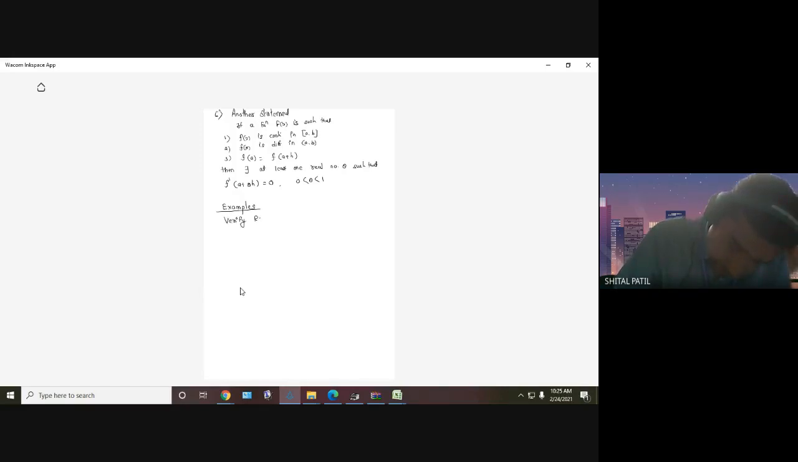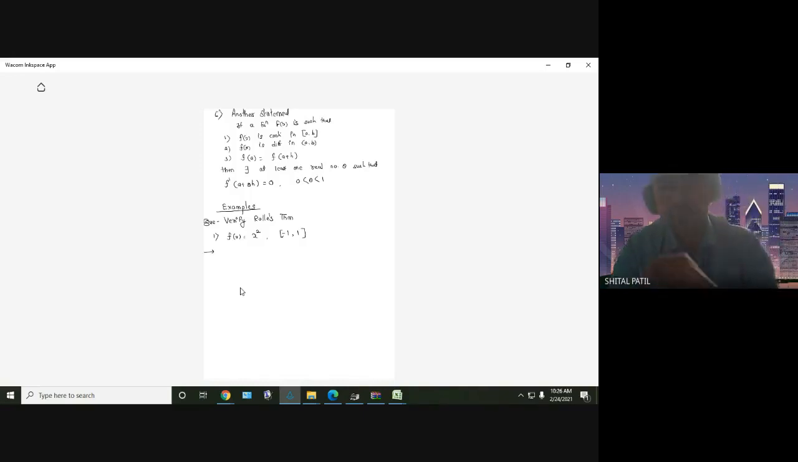Right, verify Rolle's theorem. Right, first example. f of x equal to x square, interval is -1 to +1. Right. यहाँ पे लिखो, f of x is polynomial ना? Yes, sir. f of x is polynomial, therefore it is continuous and differentiable. चेक करने की जरूरत ही नहीं है, हाँ.